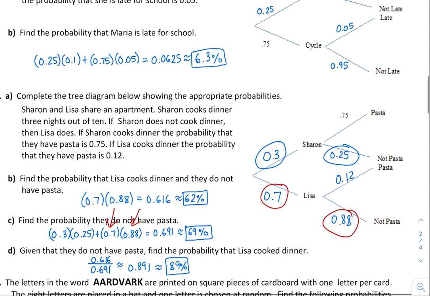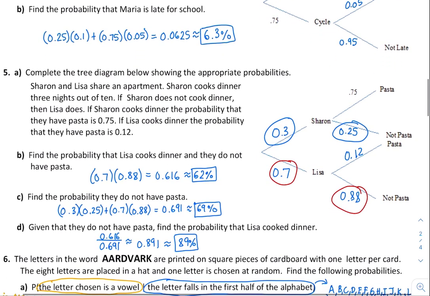Now we finally have this last one. Given that they do not have pasta, find the probability that Lisa cooked dinner. So given that they do not have pasta, right? Well, we just calculated that probability, right? That given statement, which was this statement right there. So that's how you get 0.691 in the denominator, right here.